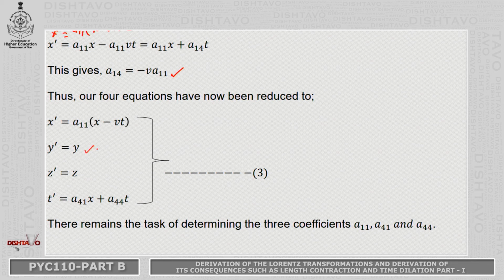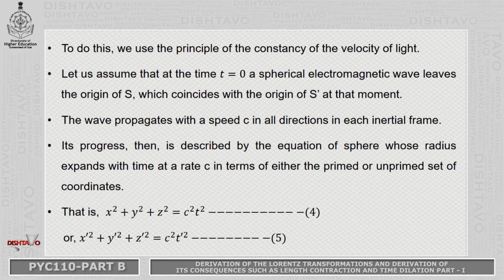And we already have y dash equal to y, z dash equal to z, and t dash is a41x plus a44t. So now these equations are still incomplete because we have not yet determined the constants like a11, a41 and a44. And to determine those constants, we use the second principle of relativity, that is the principle of constancy of velocity of light.